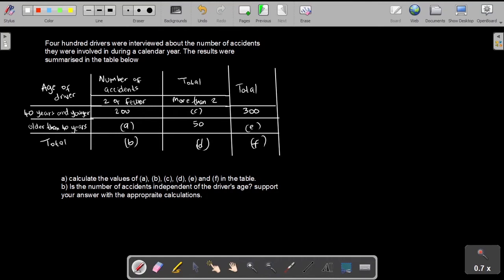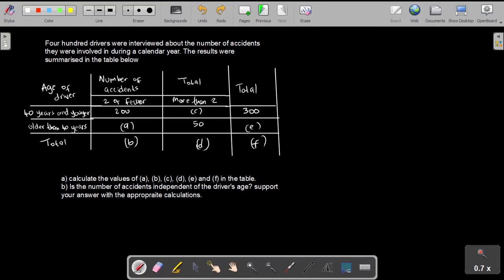But now if you look at this example, there are some incomplete sections, and the first question actually asks for the values. So it asks us to fill in those empty spaces. So let's read the problem statement first. It says 400 drivers were interviewed about the number of accidents they were involved in during a calendar year. Then it says the results were summarized in the table below. So this is a contingency table. It shows the relationship between number of accidents and the age of drivers, right?